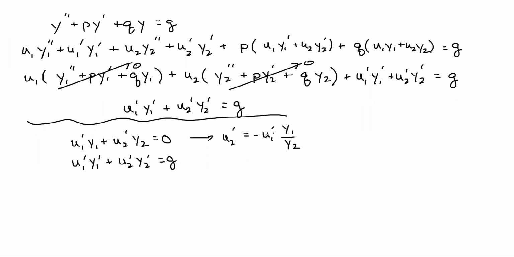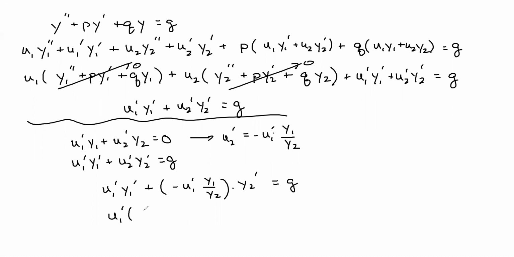Once you've done that, you want to take this and plug it into the other equation. So we're going to have u1 prime y1 prime plus negative u1 prime y1 over y2, times the y2 prime that we still have, equals g. And then at this point, you can go through and factor out the u1 prime.